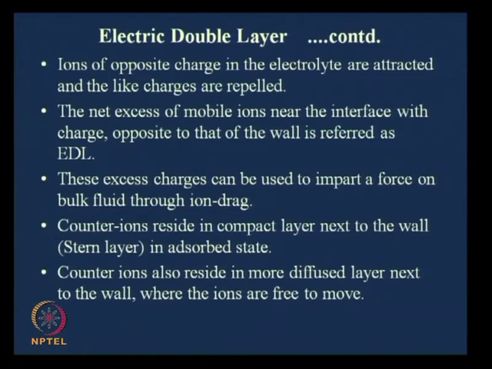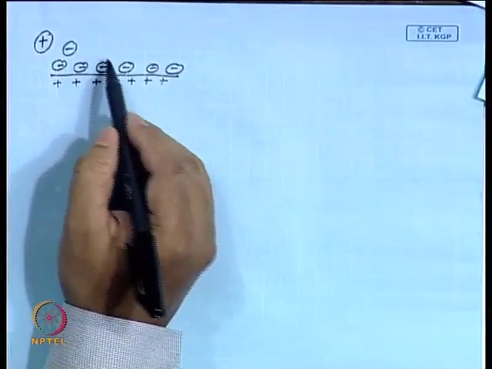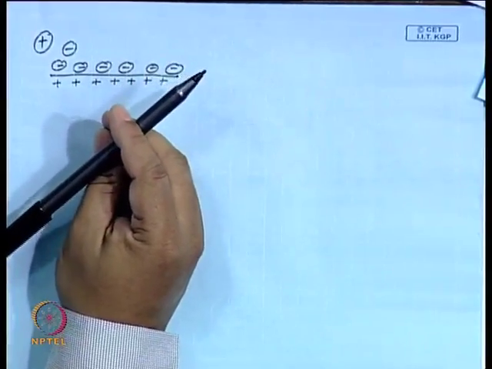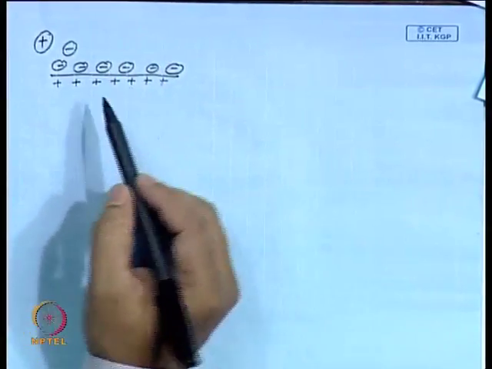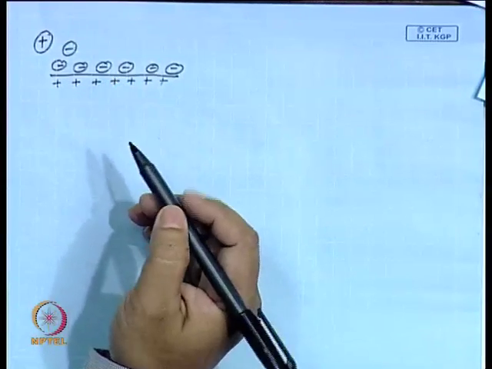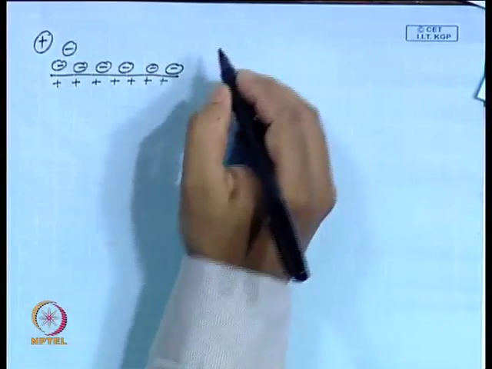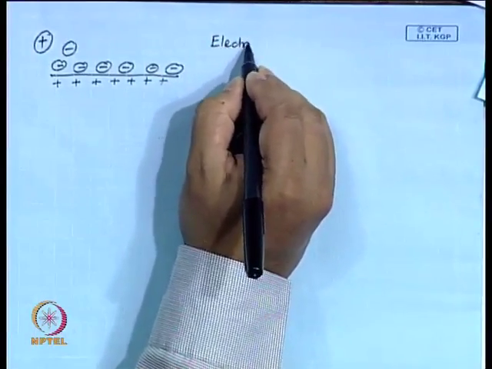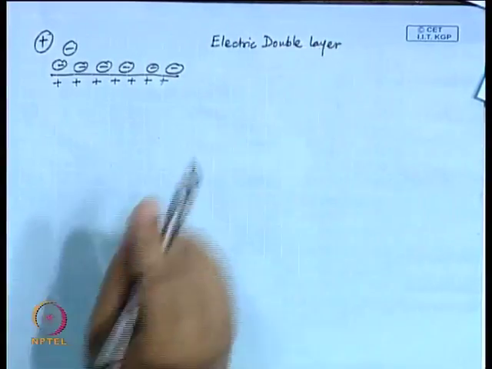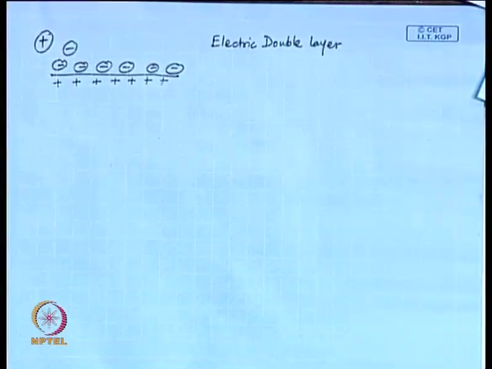So, what we have is ions of opposite charge in the electrolyte are attracted and the like charges are repelled. So, opposite charges are coming to the wall, and the like charges, that means the plus, will be repelled from the surface. That is the idea, that is how it happens everywhere. Net excess of mobile ions near the interface with charge opposite to that of the wall is referred to as EDL. The full form is electric double layer. Okay.